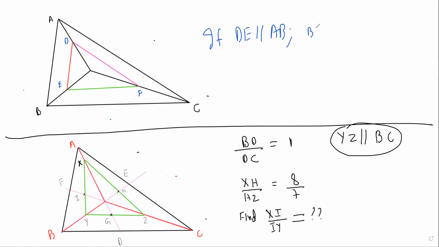And if BC is parallel to EF, I mean any two of them parallel, then that implies, show that DF is parallel to AC. Okay, so you can try this problem. This is a fun problem.